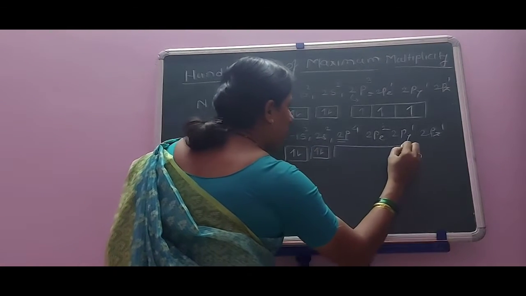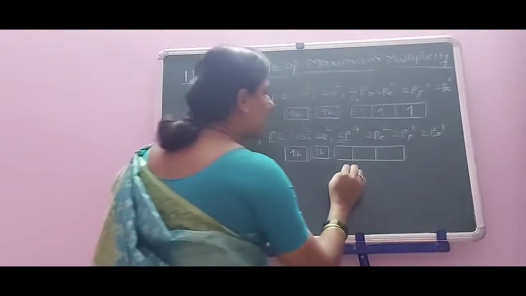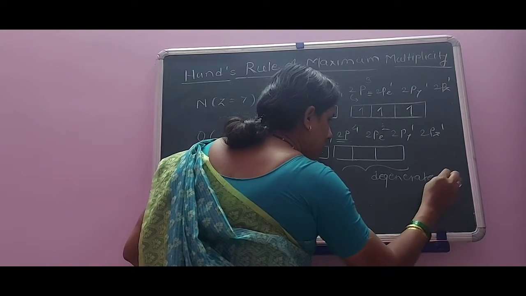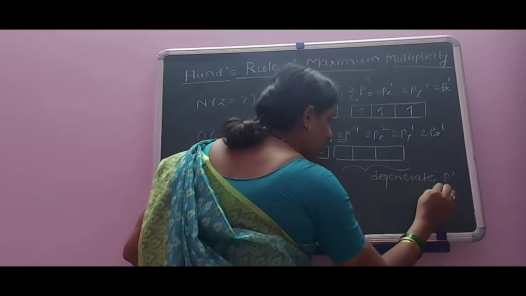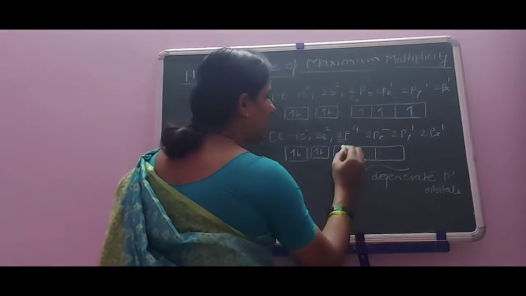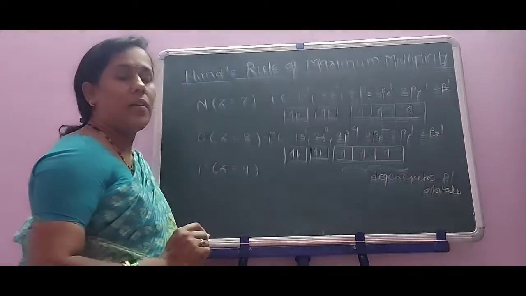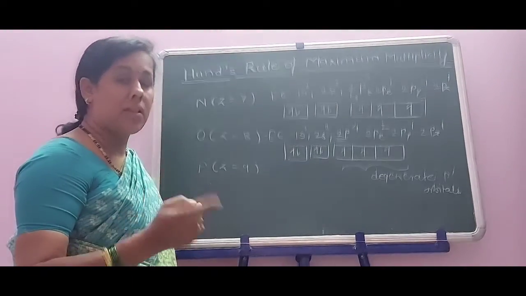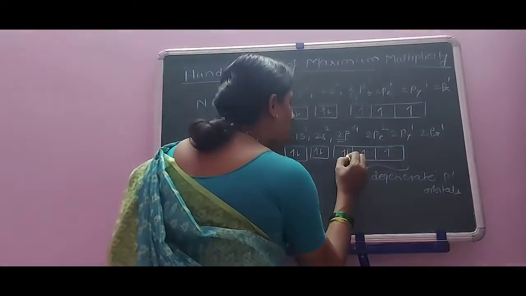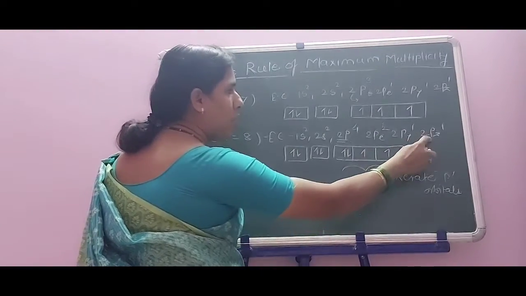2p4 means how many orbitals can I draw here? 3 orbitals. These 3 orbitals are called degenerate p orbitals. Now, filling of electrons: first 1, 1 and 1. After filling one electron in each degenerate orbital, only then can we start the pairing of electrons with the opposite spin like this. Therefore, 2px2, 2py1 and 2pz1.